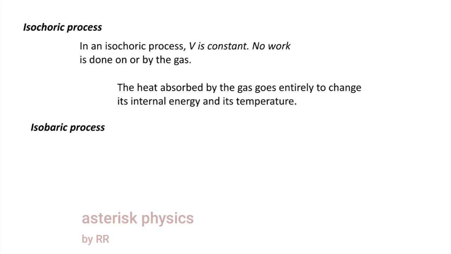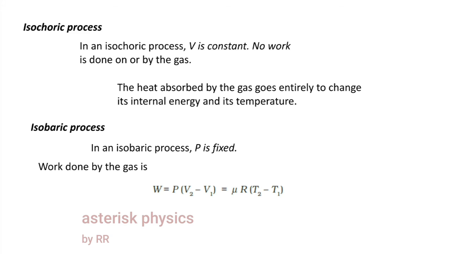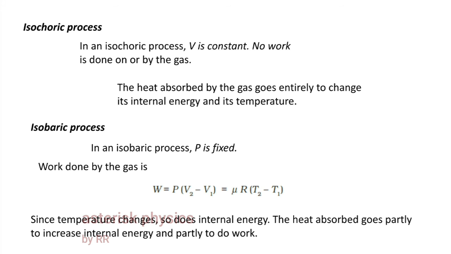Now, isobaric process. In an isobaric process, pressure is kept fixed. The pressure of the system is maintained at a constant value. So, work done by the gas is W = P(V2 - V1), which can be equated to μR(T2 - T1). Since temperature changes, so does internal energy. The heat absorbed goes partially to increase internal energy and partially to do work.